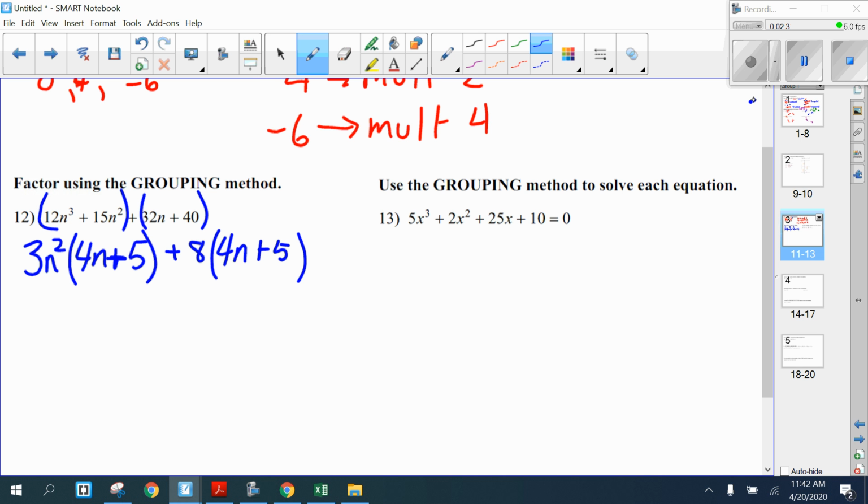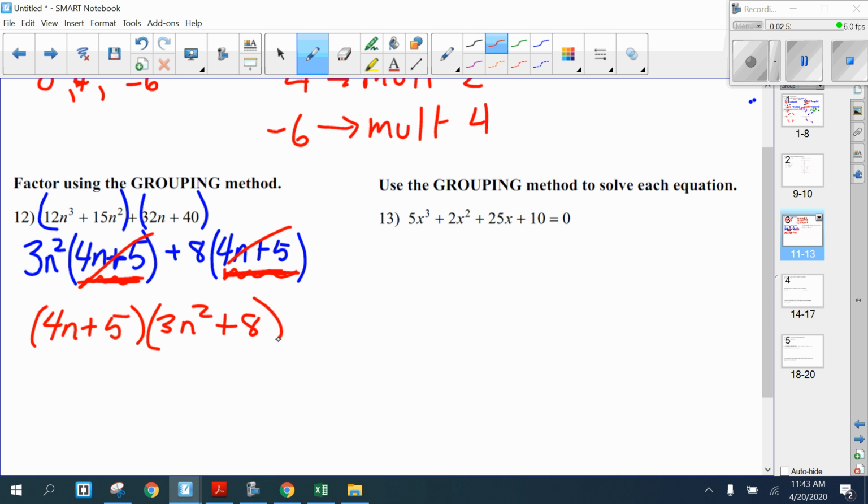That's the grouping method. And what's important to notice is you've got this match here. And so really what we're going to do is another GCF. We've got this 4n plus 5 in common, so write it down. If you factored it out, it's like you pulled that out of the problem. You'd be left with 3n squared plus 8. And that is factored. That's the name of the game. Factor means write it as multiplication. We're finished.